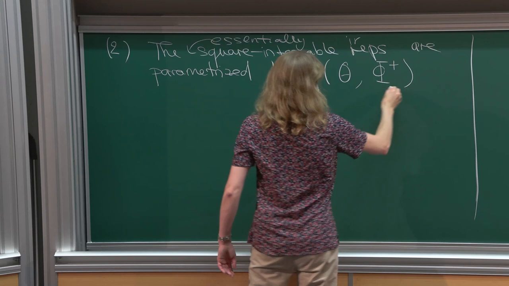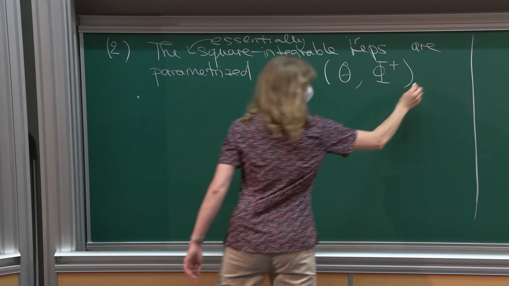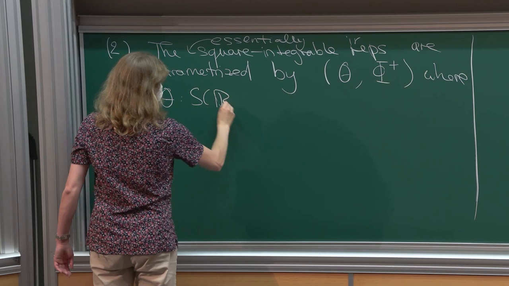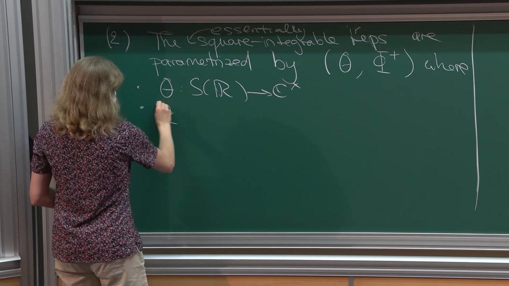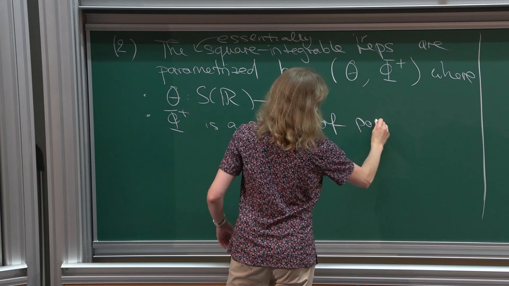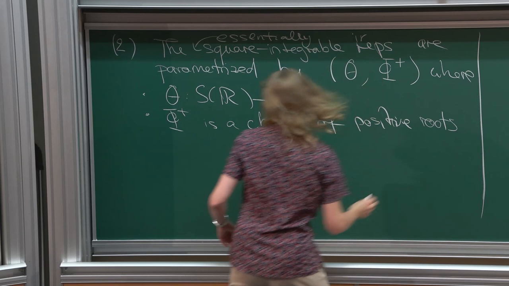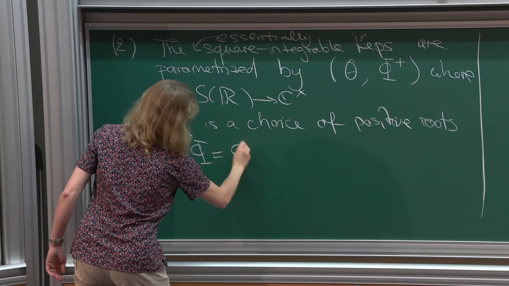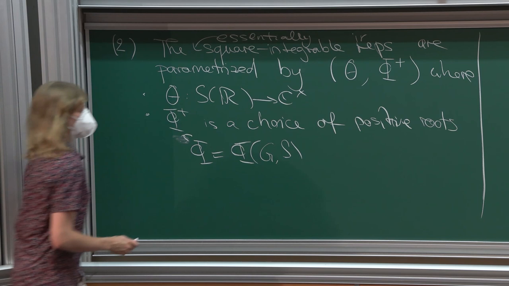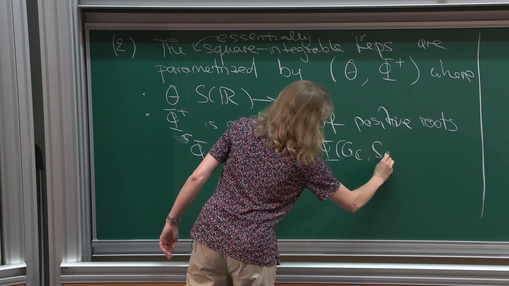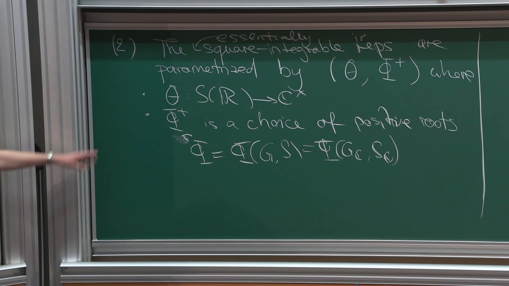So where theta is the character of our torus, and phi plus is a choice of positive roots inside capital phi, which is just the root system with respect to S. So the absolute root system, base change to C for that. The absolute root system, such that theta is actually positive for that.